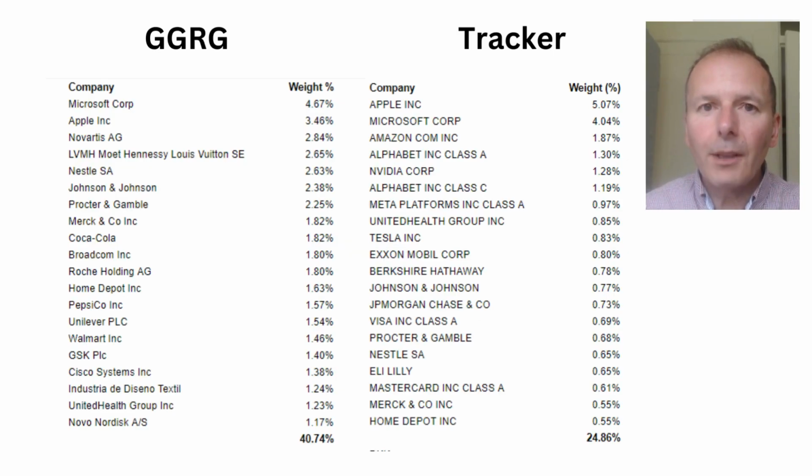So here are the holdings of both of the ETFs, the GGRG and the tracker. You might want to pause the video, just have a look through them, but you'll see, particularly with GGRG, there's some really good quality companies here, and they're held on a slightly different weighting, which relates more to the dividends that they pay rather than the market capitalization. And within the tracker of the top 20, there's only one that is outside of the US, which is pretty scary.